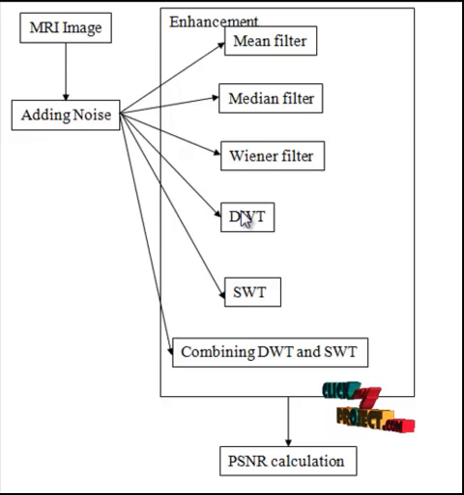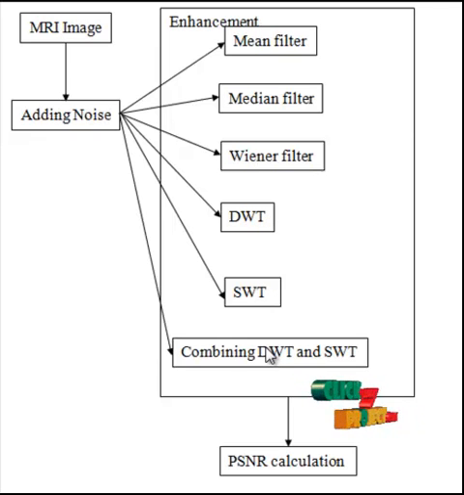Then we are going to enhance the image using stationary wavelet transform. Stationary wavelet transform and discrete wavelet transform, the working is the same, but the type of filters that we are using in the discrete wavelet transform and the stationary wavelet transform differs. The stationary wavelet transform also splits the images into subbands based on the filter design. Then we are going to enhance the image using DWT and SWT.